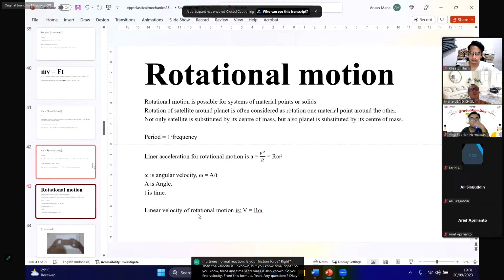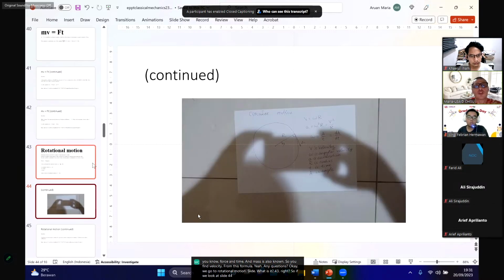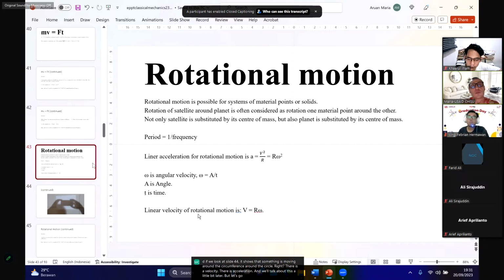Okay, we go to rotational motion, slide 43, right? If we look at slide 44, it shows that something is moving around the circumference, around the circle. There is a velocity, there is acceleration, and we'll talk about this a little bit later. But let's go back to slide number 43.